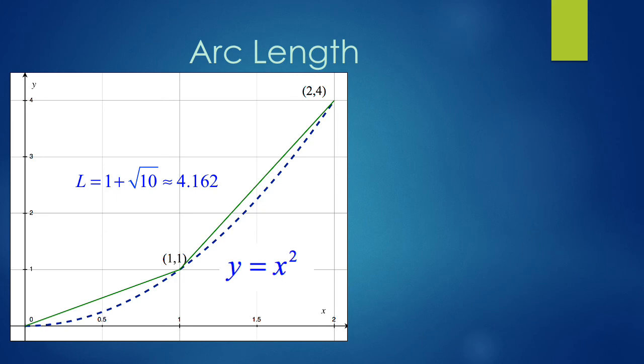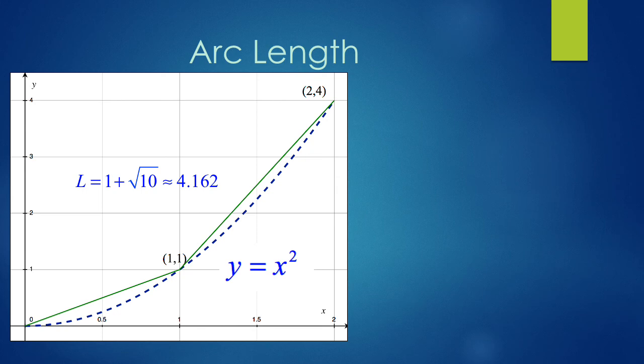Shown is the graph y is equal to x squared from x is equal to 0 to x is equal to 2. It shows as a blue dashed curve. We would like to find the length of this curve.